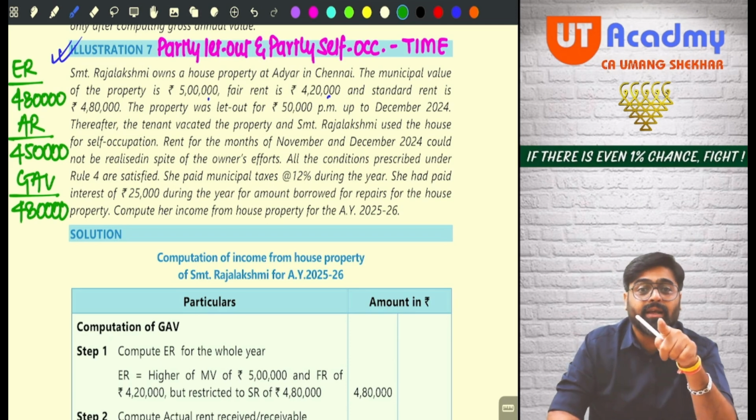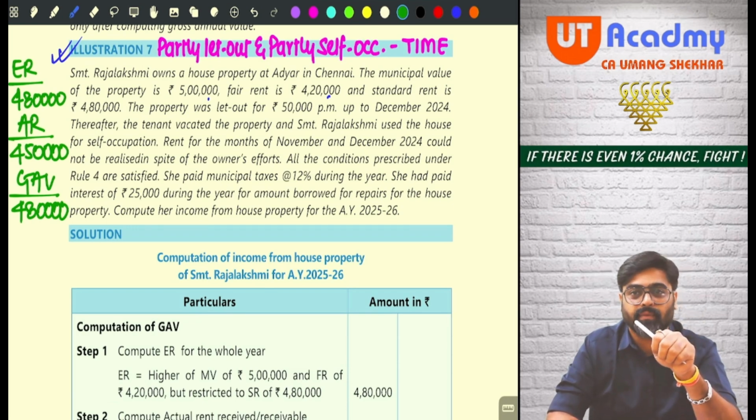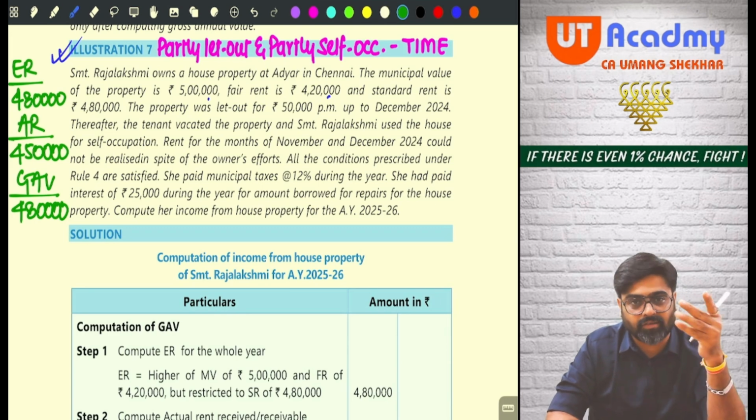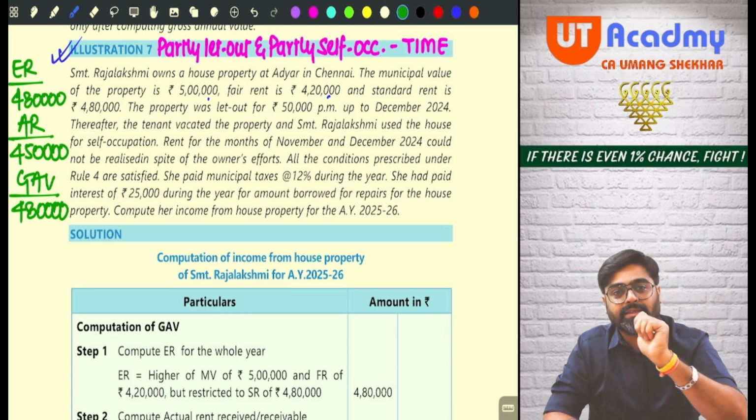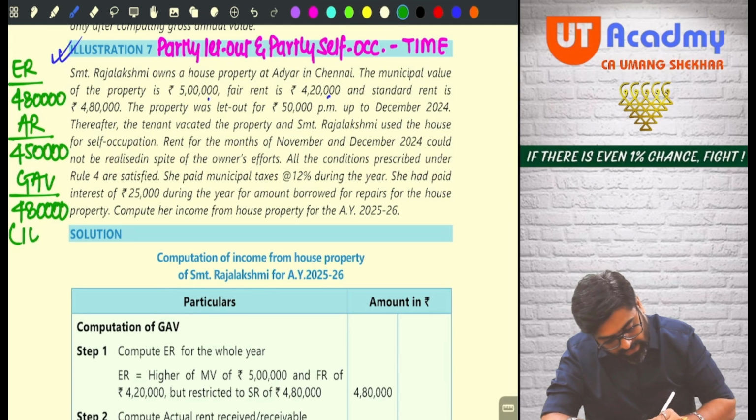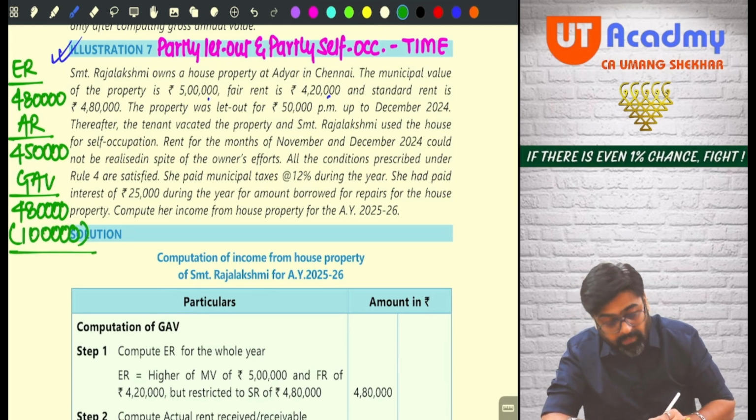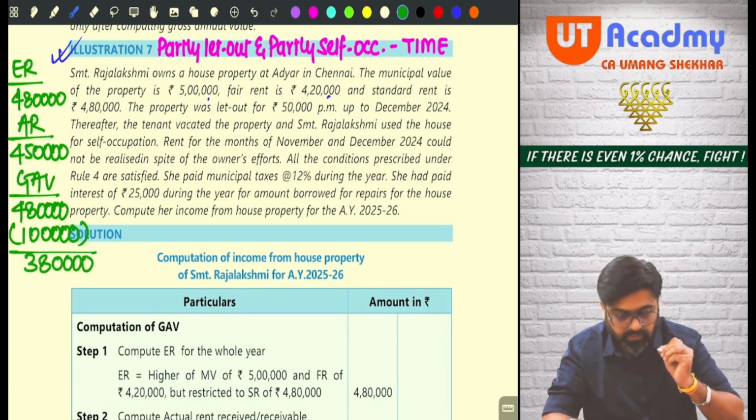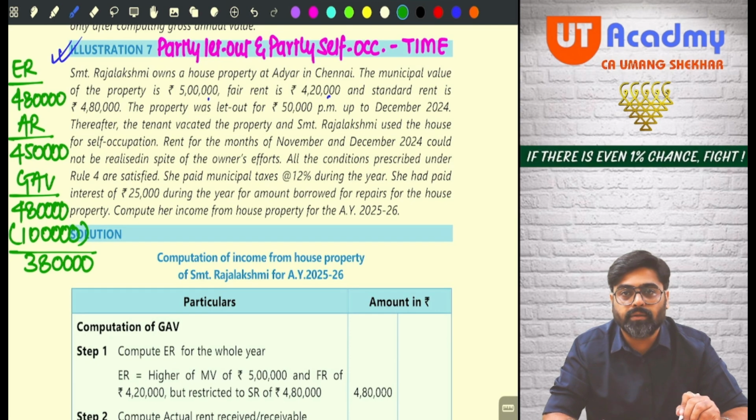So is there any unrealized rent given in the question? Yes, 2 months rent could not be recovered. November and December, 2 months rent could not be recovered. Meaning 1 lakh rupees of rent is unrealized rent. So out of my GAV, will I reduce 1 lakh rupees? Yes, sir. So how much will be my final GAV taxable? 3,80,000, sir.